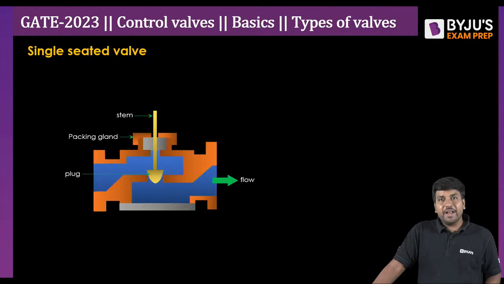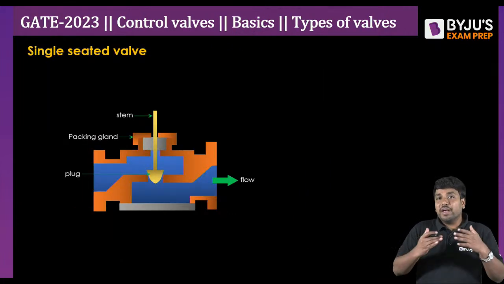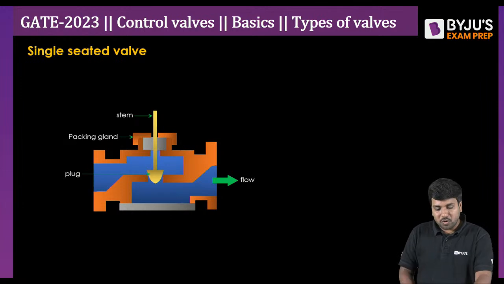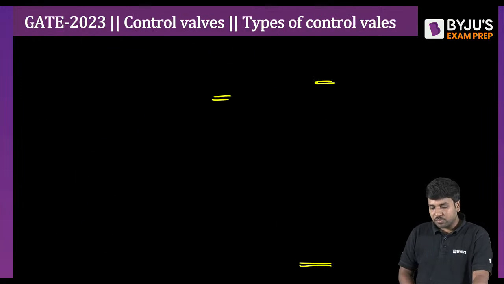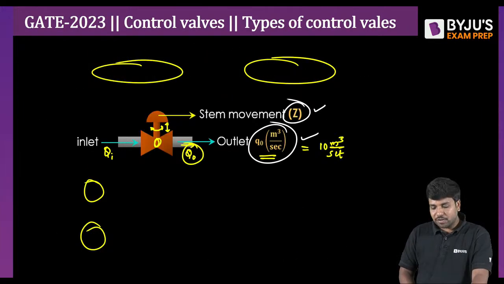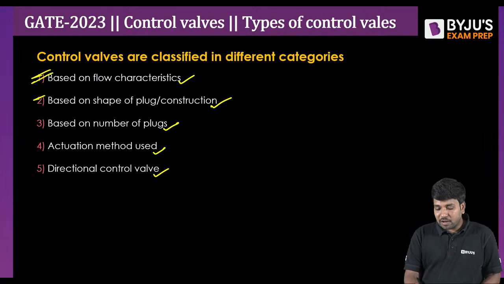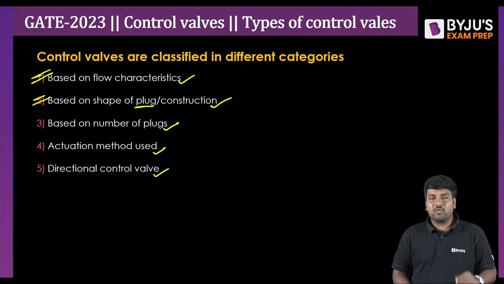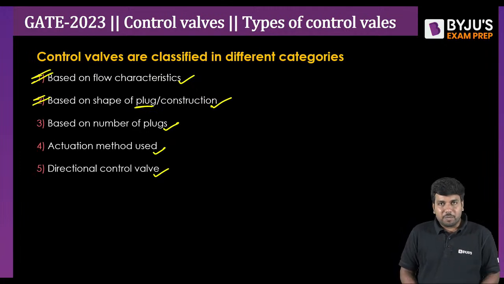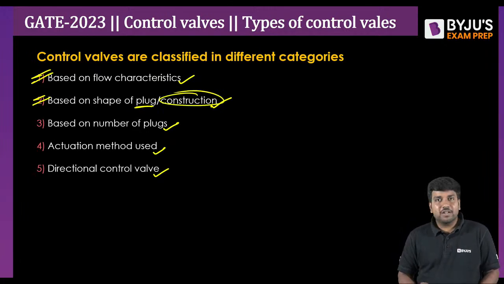Now, moving ahead to the next topic, which is based on the number of plugs. I just want you to note down these things so that you will understand the flow of the topic clearly. This is completed, right? And this is also completed. Based on the shape of the plug only, we have divided valves into linear, quick opening, and equal percentage. Based on the construction, we will discuss that later.